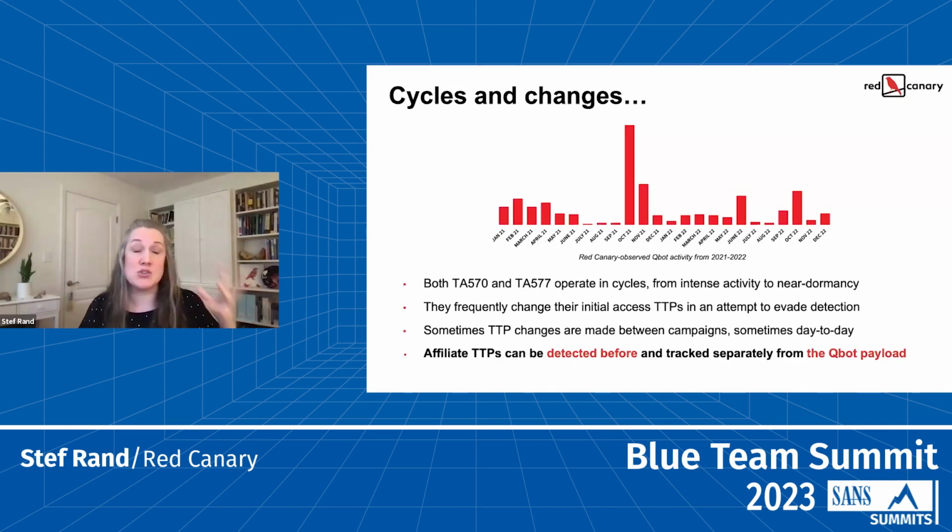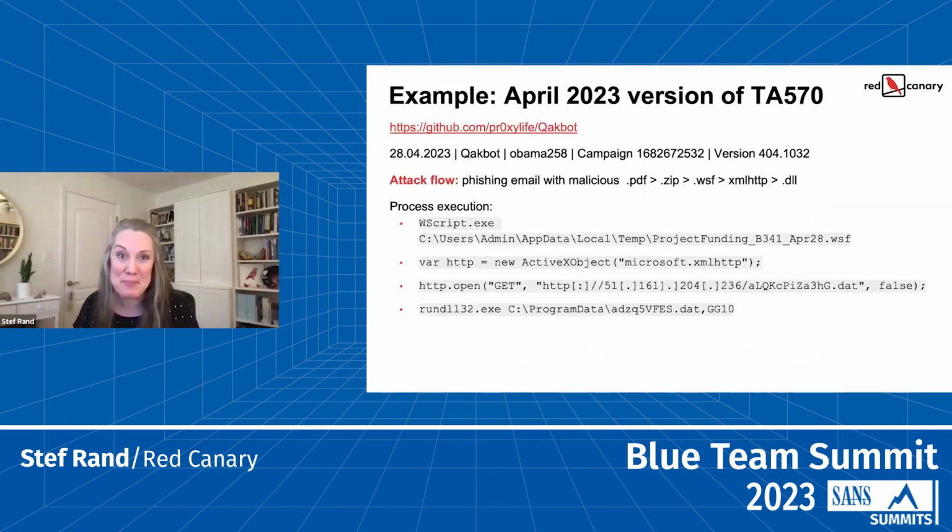We saw that a lot last June and last October during some big Qbot campaigns, especially now that macros aren't leveraged anymore. They're experimenting wildly with different types of scripts and different types of file extensions. All of that said, I promise, you can detect these rapidly changing affiliate TTPs before Qbot payloads are delivered. You can, and we're going to talk about some specifics for that.